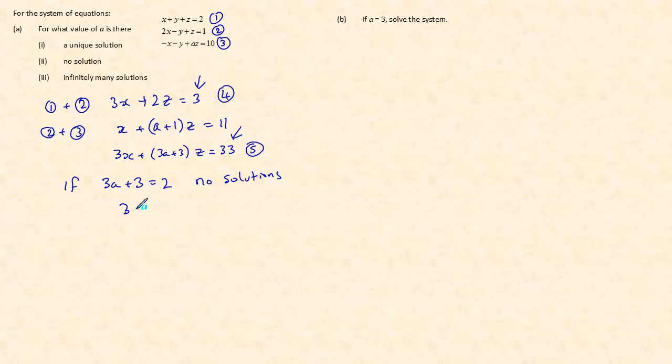So that means that 3a would be equal to negative 1, a is equal to negative a third. So that's the situation with no solutions, if a is equal to negative a third.